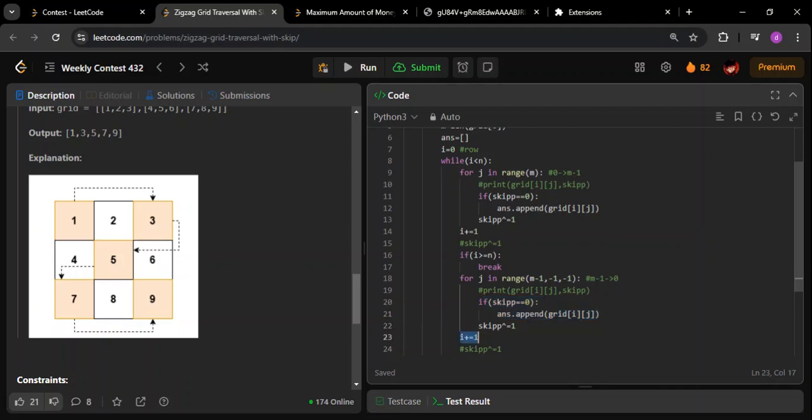Then again, I'm doing I+1, and after this, the while loop will complete. So we'll go to the next iteration of the while loop. That is, in every iteration of the while loop, we are covering 2 rows. One row will be from left to right, the other row will be from right to left. As simple as that.